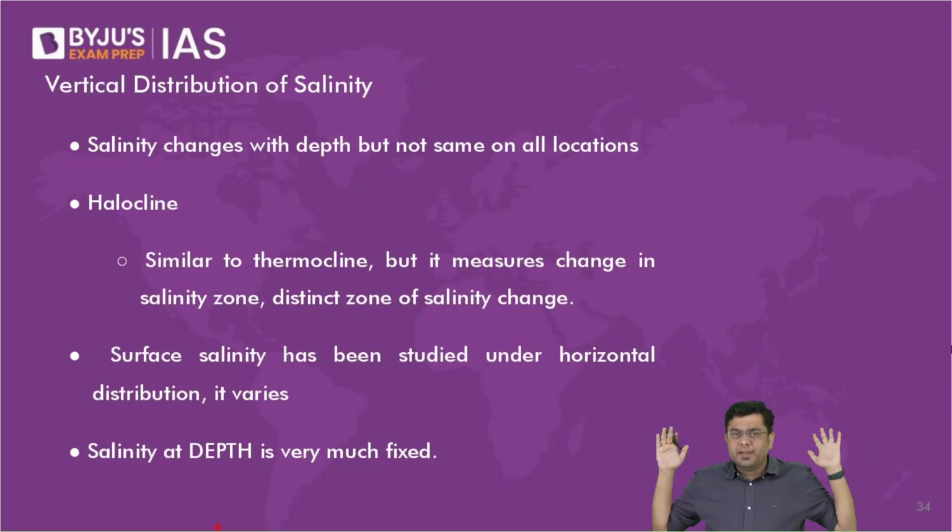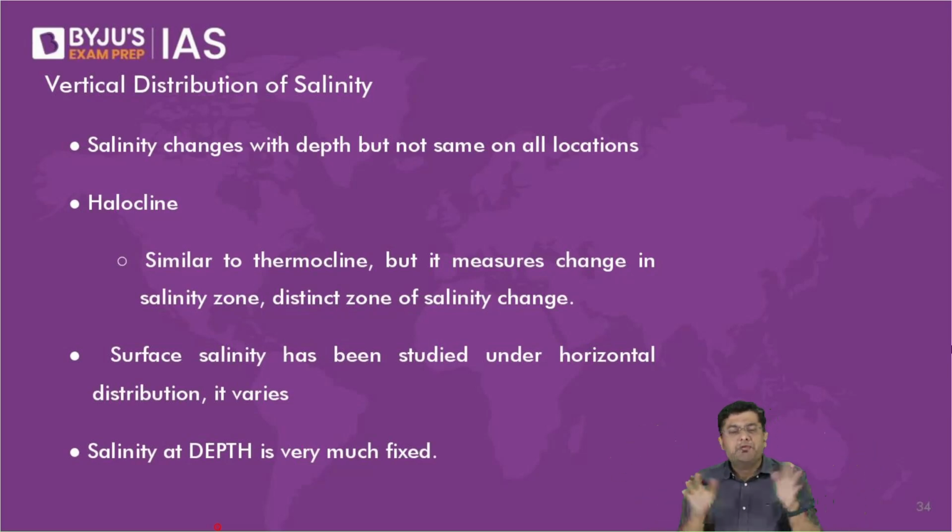These are all major surface phenomena. So salinity at the surface will vary from one latitude to another, but salinity at the bottom will largely be consistent. Now, just like in the case of temperature variation with depth, we also observe a variation at the surface, and in order to attain the consistency at the bottom, there is a zone of transition where salinity suddenly changes. That is what we refer to as halocline. Just like earlier we had thermocline, here we have halocline. So salinity changes with depth, but not the same at all locations. Salinity at the bottom is largely consistent.